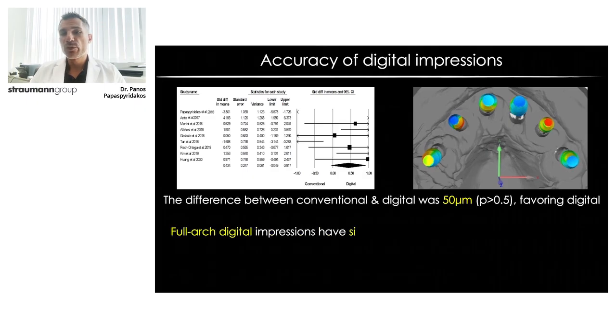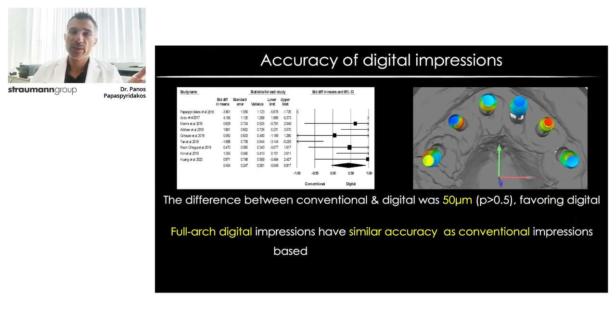The difference between conventional and digital impressions was 50 microns. That was not even statistically significant, and it was actually nominally favoring the digital. So when we compared digital and conventional impressions, there was no difference. Full arch digital impressions have similar accuracy as conventional impressions. And that was based on 9 in vitro and 1 clinical comparative studies. There was a ton of in vitro studies evaluating digital impressions without control groups, but these were excluded.